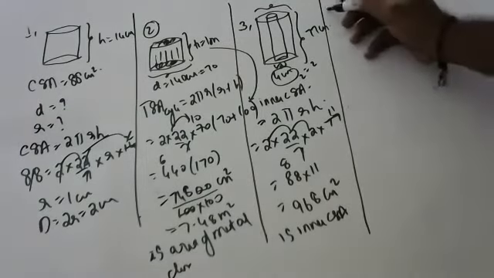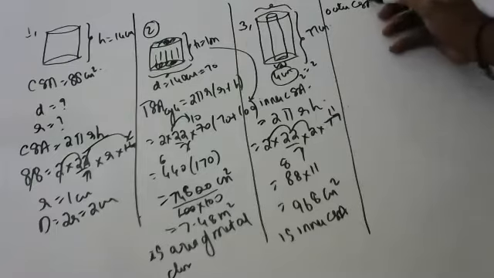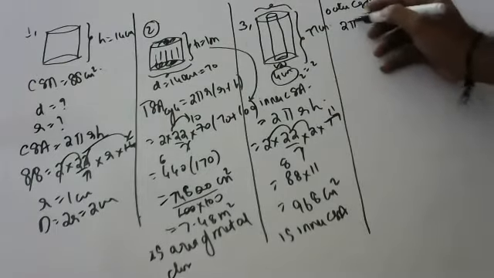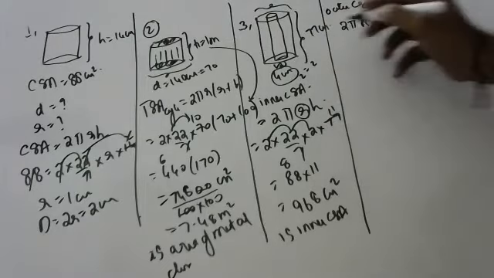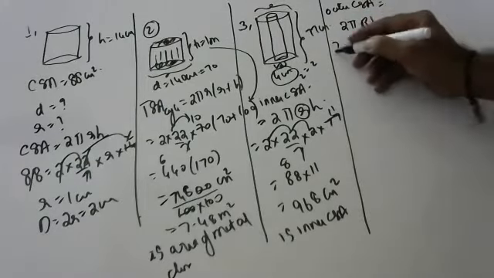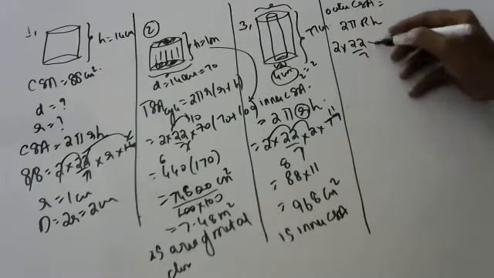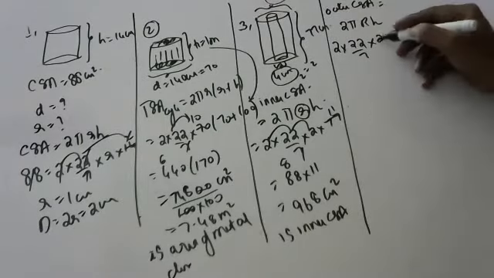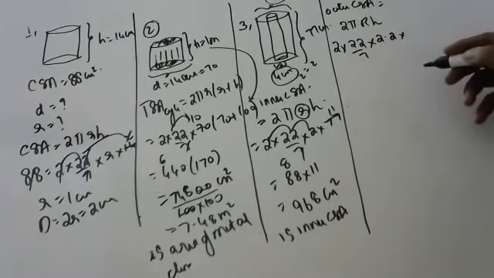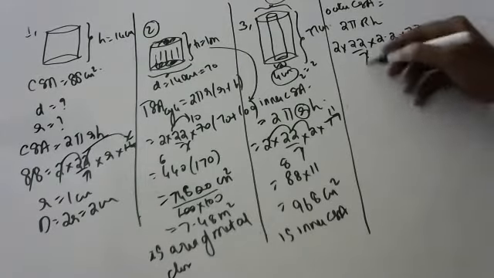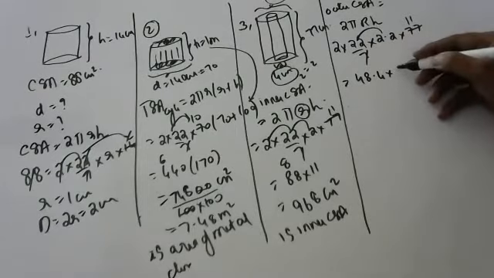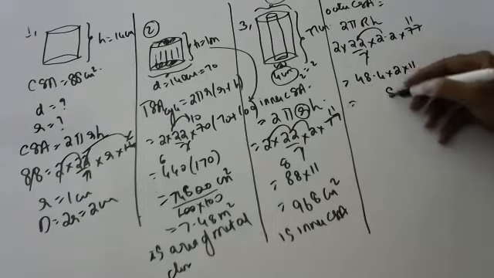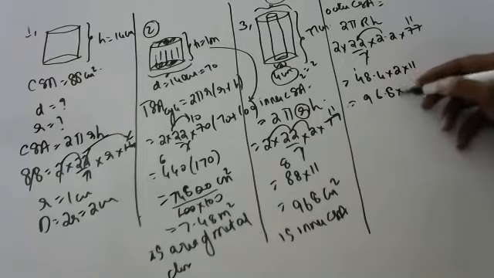Nandika, are you there? Yes, sir. Tell me the outer CSA. Sir, the outer CSA is equal to 2 pi capital R h. Small r means inner radius, big R means outer radius. 2 into 22 by 7 into 2.2 into 77. So 11, 22, 2 into 2.2 is 4.4, so 48.4 into 2 into 11, which is 1064.8.